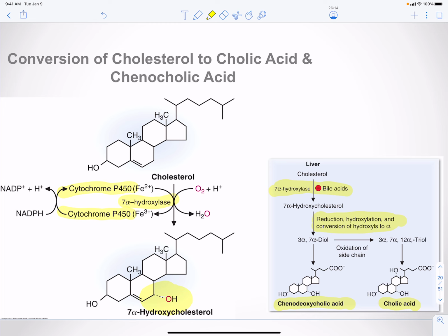And the pKa of the bile acids is approximately 6. In the intestinal lumen, the pH is about 6. So in the intestinal lumen, about 50% of your bile salts are ionized.